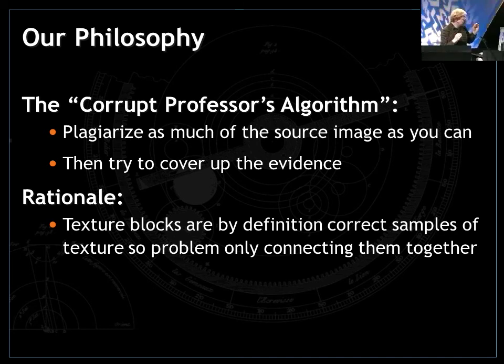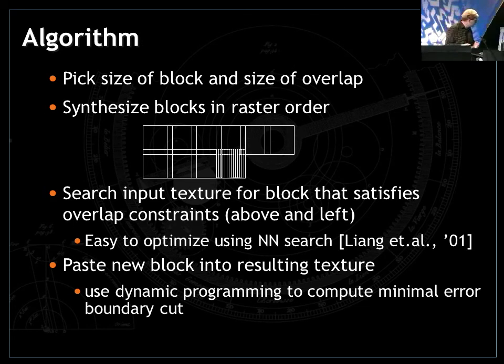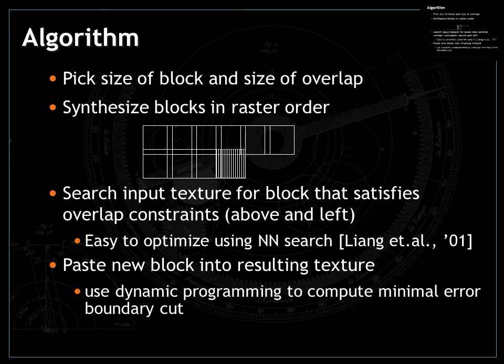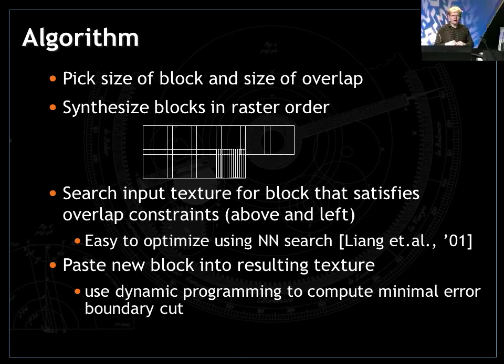But actually, the rationale for this is that the texture blocks are by definition correct samples of the texture. So we are okay. We just need to cover up the boundaries to make sure the boundaries are okay. And the algorithm is like this. We pick a size of the block and size of the overlap. We synthesize pixels in raster order. We search the input texture for the block that satisfies the constraints to the left and above. And you can optimize this, and in fact, it has been done by Liang et al., with fast nearest neighbor searching techniques. And we paste the resulting block back in using this dynamic programming trick.